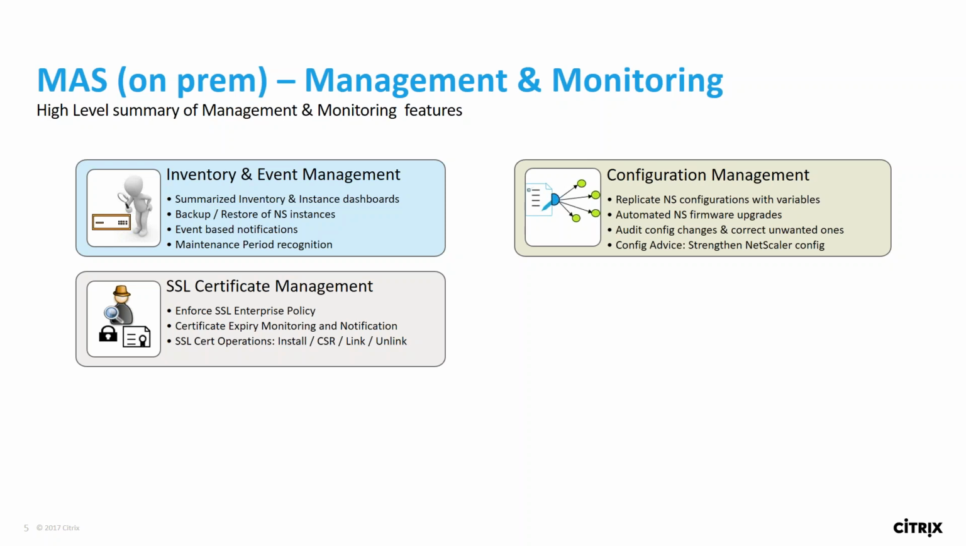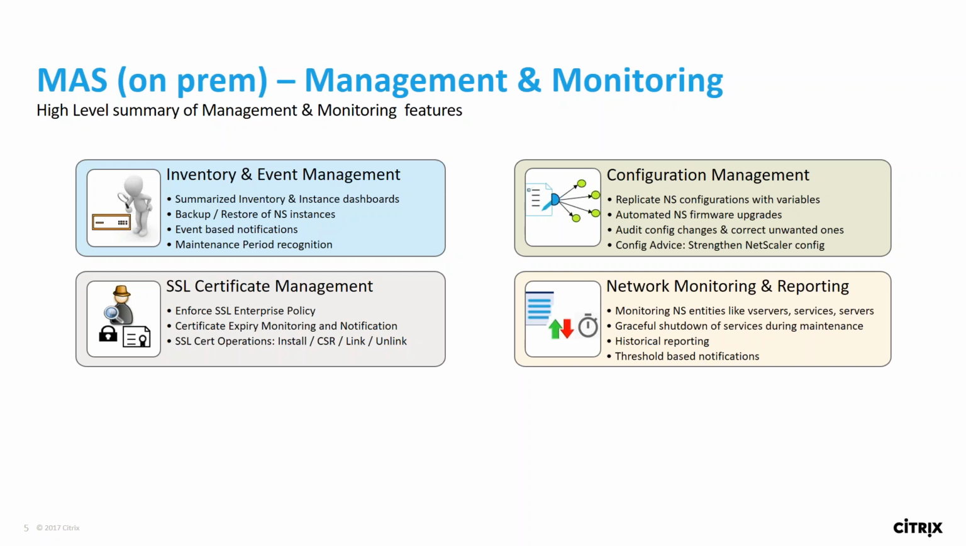For example, consider that your enterprise is mandating that all your certificates must be of strength 2048 and above, or must be issued only by a certain set of trusted issuers. You can simply let MAS know this by configuring a simple policy, and MAS will then highlight all those certificates which do not comply with these policy settings.